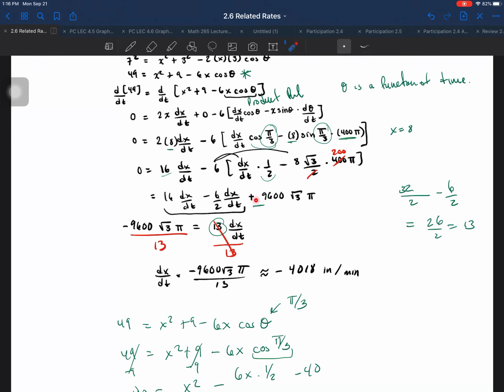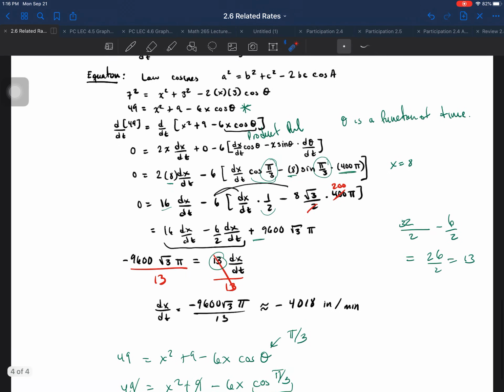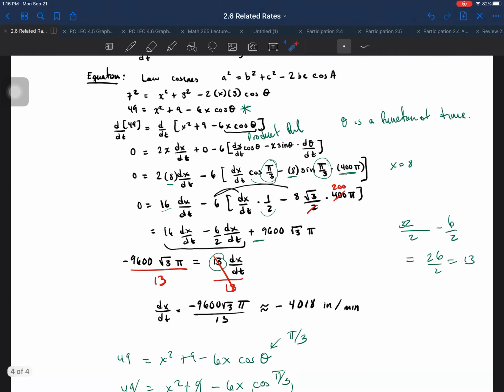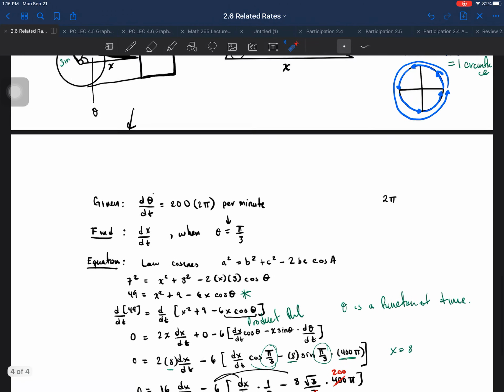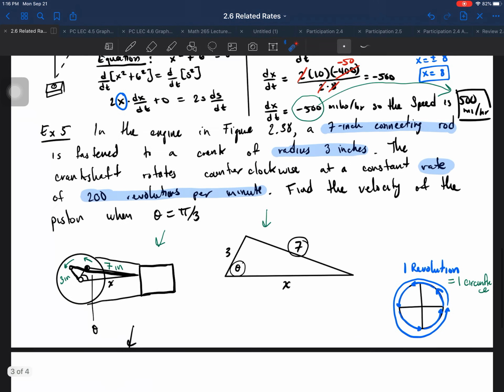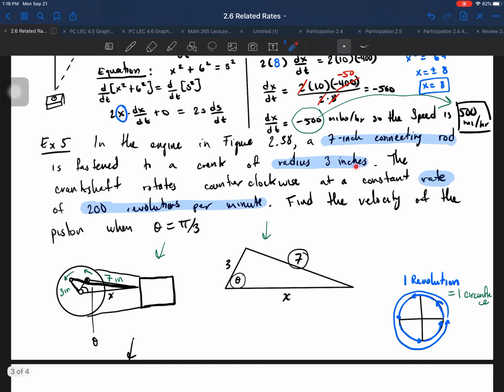We subtracted this on both sides of the equation. That's how we got that, and then divide both sides by 13. We put this in the calculator, and that's how we got negative 4018 inches per minute. So it is a rate, so that's why we have to put the units of measurement as a division, inches per minute. And we knew that from the beginning when they gave us the units of measurement in inches.